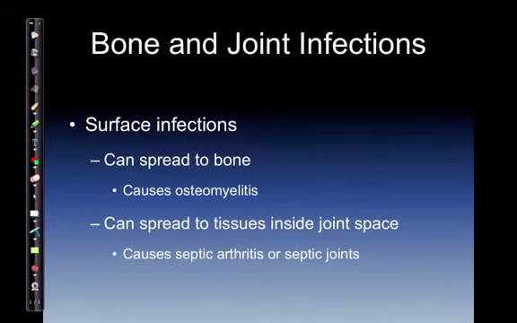Bone and joint infections. Surface infections can spread to the bone, causing osteomyelitis, and they can spread to the tissues inside the joint space, causing septic arthritis or septic joints.